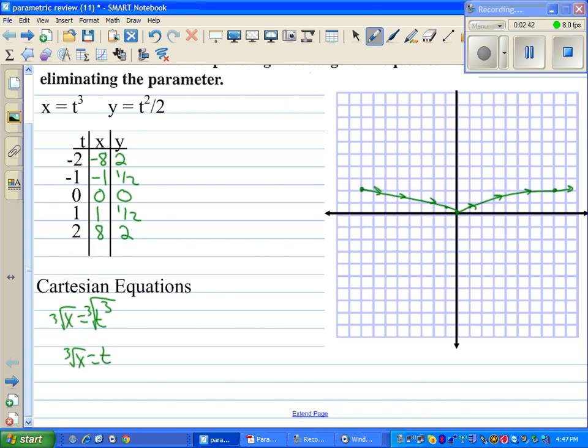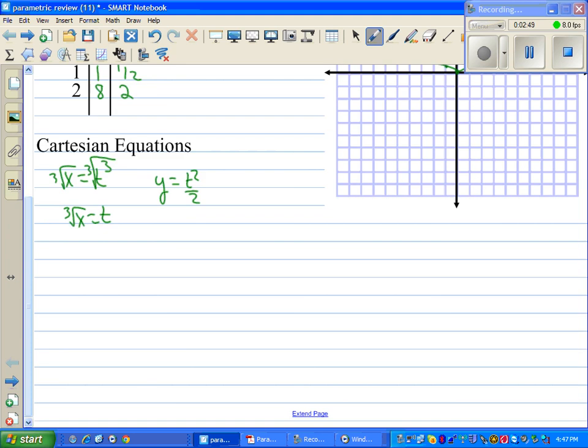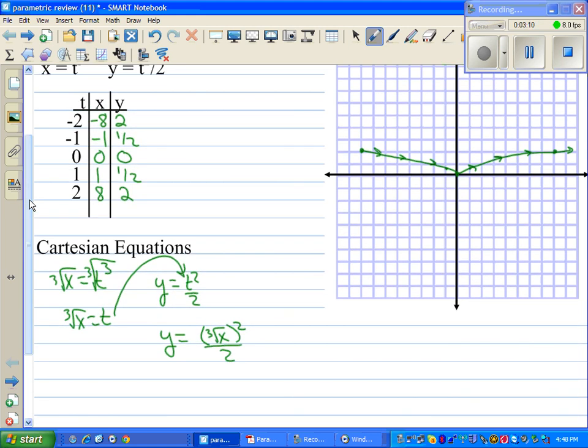Now we have this other equation with y equals t squared over 2, and we want to replace that t with the third root of x. We have y equals the third root of x squared over 2. And there's your Cartesian equation, or rectangular equation. And if you graph y equals the third root of x squared over 2, you will get the exact same curve.